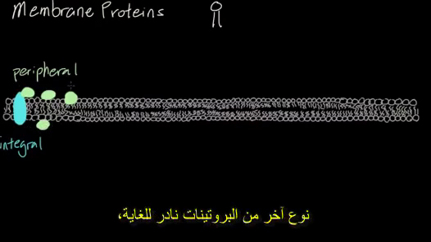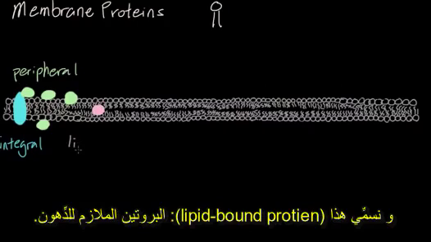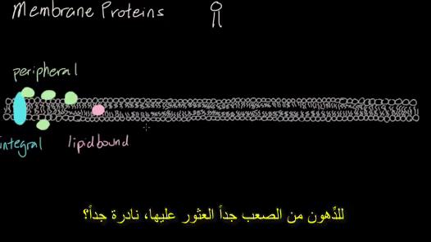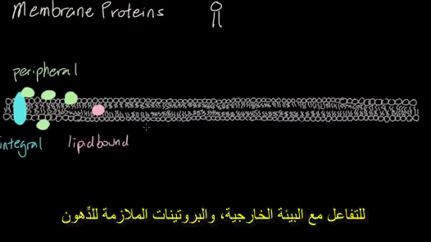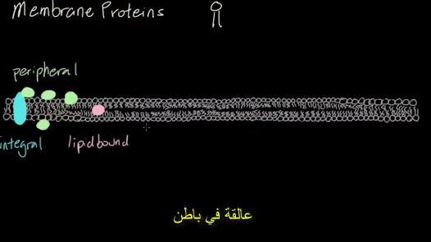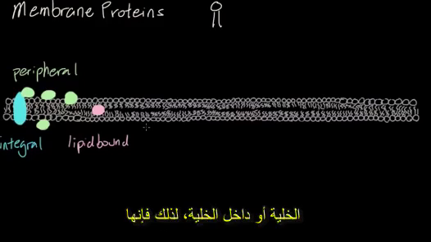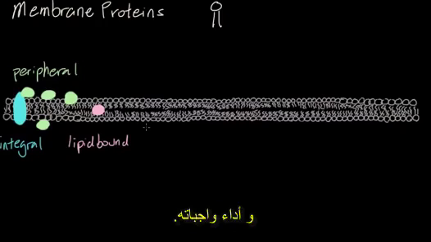Another type of protein is extremely rare, and it can appear inside the cell membrane like that. And we call this a lipid-bound protein. Why might you think a lipid-bound protein is so difficult to find, so rare? Well, the reason why is because proteins are there to interact with the outside environment. And lipid-bound proteins are stuck on the interior of the cell membrane itself. So it can't really interact with the outside of the cell or the inside of the cell. So it doesn't really serve a big function in terms of the cell membrane performing its duties.